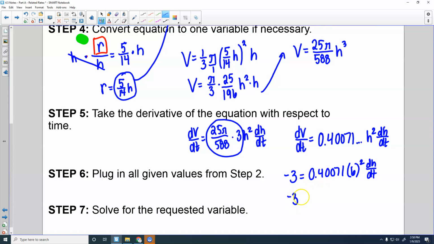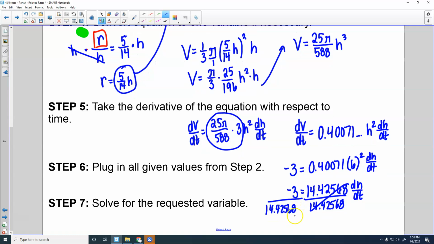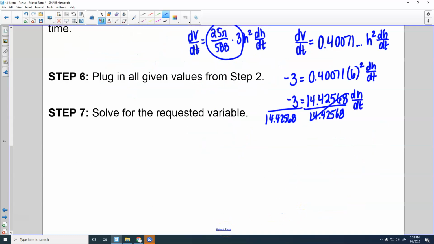We'll get -3 equals 14.42568 dh/dt. I just typed this stuff here in the calculator. You're going to divide that off. And -3 divided by that number is going to give us -0.20796, and so on. And that's going to be our dh/dt.